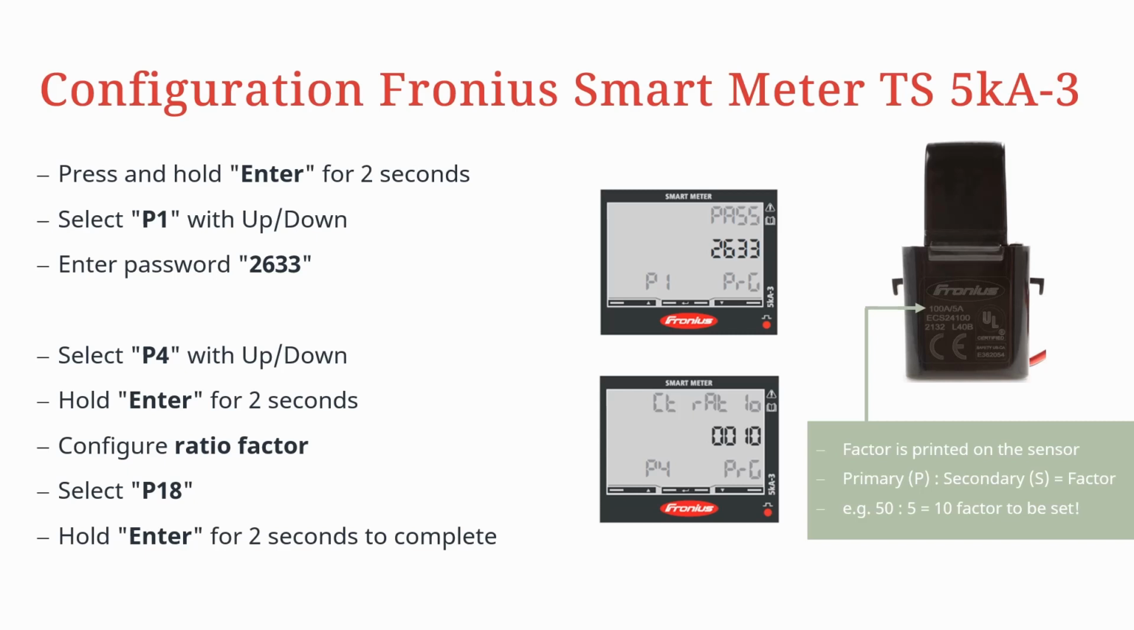Then it says CT ratio. This stands for transformation factor. So the ratio then has to be set here depending on the transformation ratio I have. So the factor is calculated as follows from the primary to the secondary coil. So as you can see here in the example, I have 50:5 from primary to secondary as the ratio. So the factor to be set is 10. However, this is always printed on the side of the current transformer itself, as you can see in the picture.